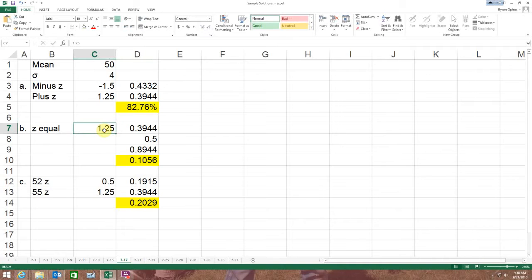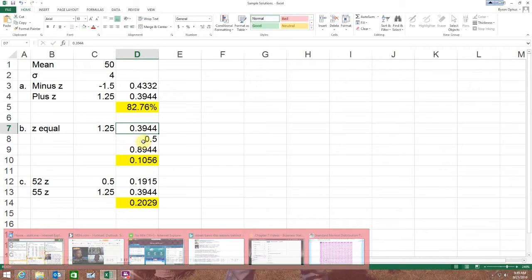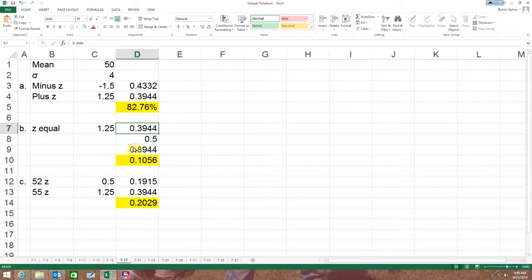Well, 55 we had, and my z is 1.25, and again that value we already have up here. But I'm going to find a value that's greater than that. Well, how would I calculate that? Again, this is to the right of the mean, 39.4%, and I want to go to the right of that. So I know that I have the whole left-hand side of my normal distribution, which is equal to 0.5, and 39.44% to the right gives me a 0.8944.